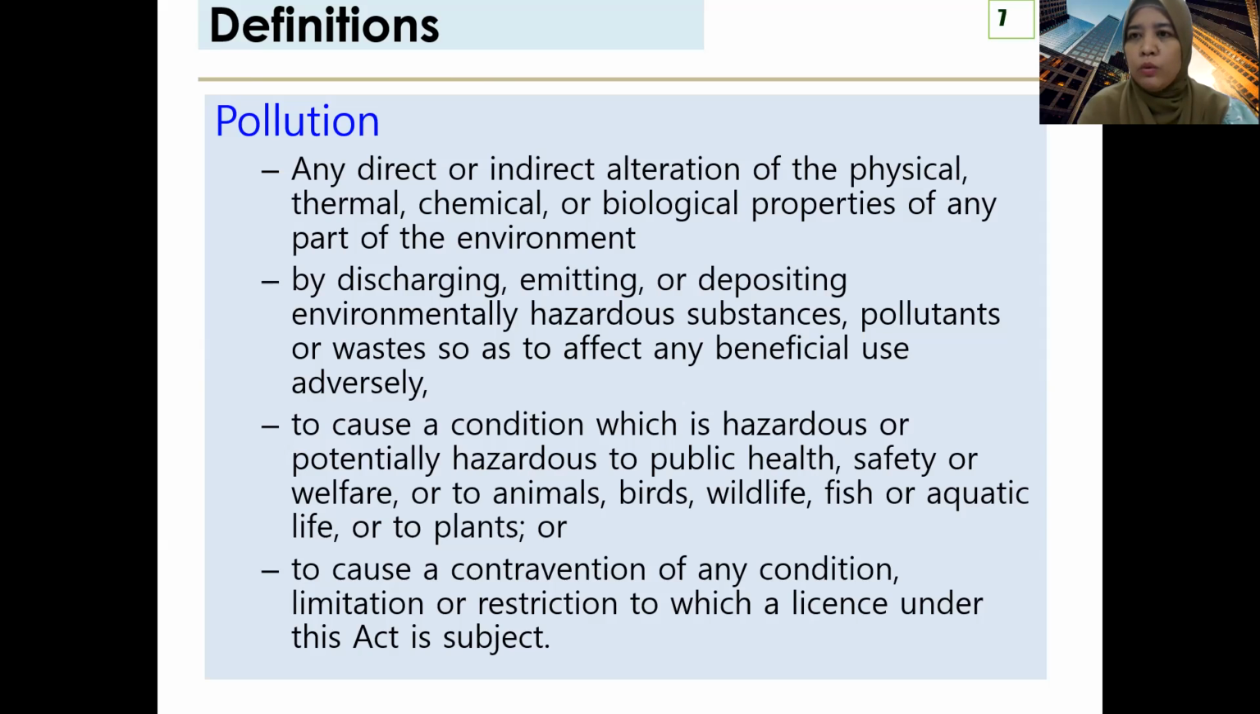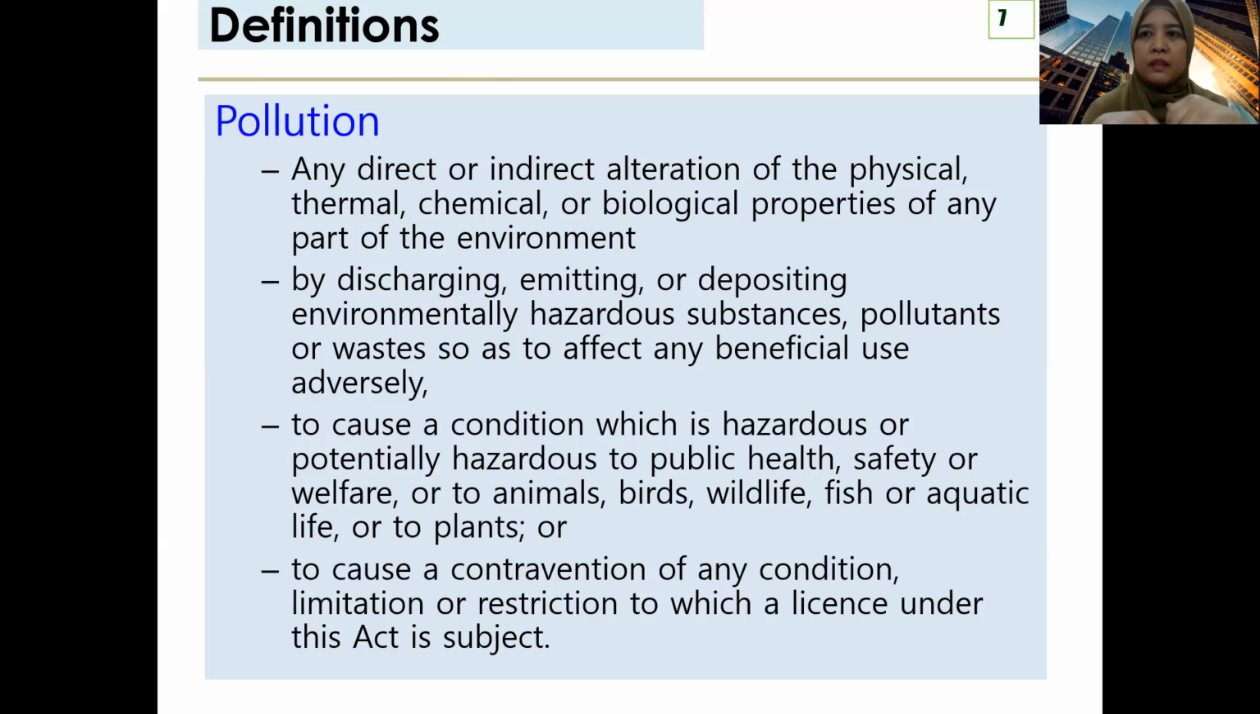Dia menyebabkan satu keadaan yang buruk. Dia dah mengakibatkan kesan yang buruk kepada environment. To cause a condition which is hazardous or potentially hazardous, bahaya to public health, safety, or welfare, or to animals, birds, wildlife, fish, or aquatic life, or to plants. Maknanya hazardous kepada not only human beings, but also other biological entities such as animals, birds, wildlife, fish, aquatic life, plants pun. So not just anthropocentric, but also ecocentric definition of pollution.